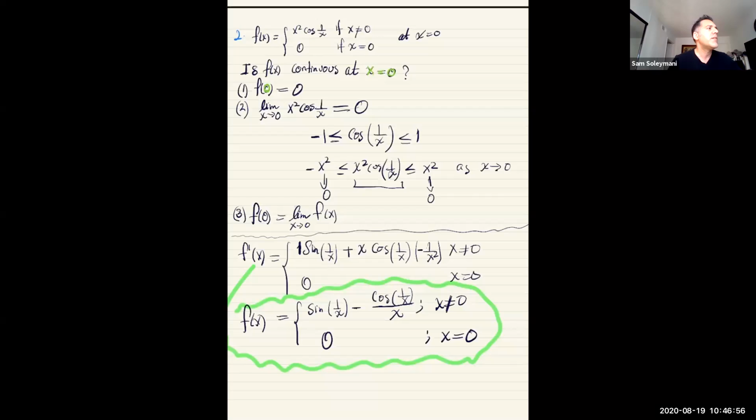And I am doing problem 2. x squared cosine 1 over x. So I'm not sure what happened with my derivative. This derivative should have been a 2x.